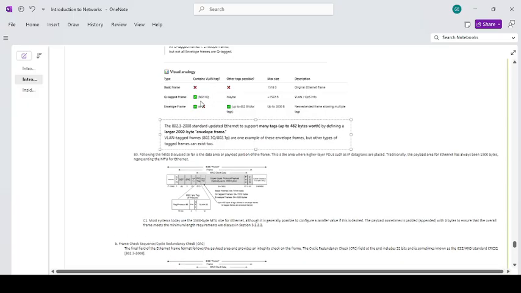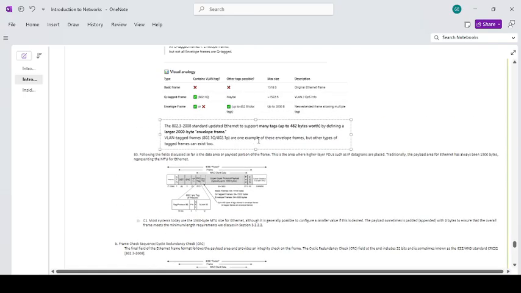contains VLAN tag, yes, the 802.1Q. Other tags possible, maybe. Max size 1522 bytes. Description: VLAN or QoS info. Envelope frame: it contains VLAN tags, it can be or it can be not. Other tags possible, up to 482 bytes total. So when we say envelope frame, that's where the maximum 2000 bytes came in. Max size up to 2000 bytes. Description: new extended frame allowing multiple tags.